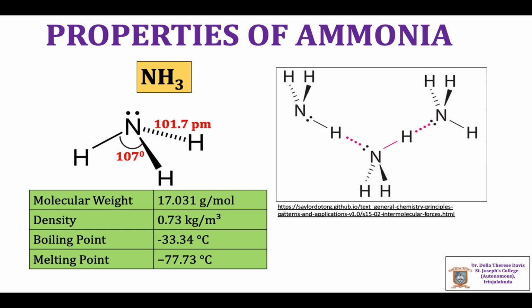Ammonia shows anomalous boiling point compared to other hydrides of group 15 because of intermolecular hydrogen bonding. The electronegativity difference between nitrogen and hydrogen makes the NH bond polar, and there is a possibility of intermolecular hydrogen bonding in ammonia.